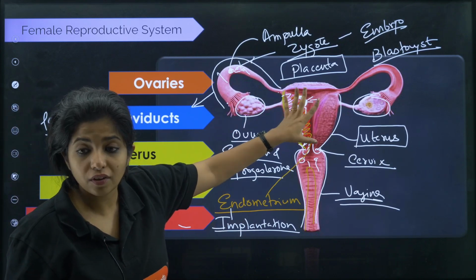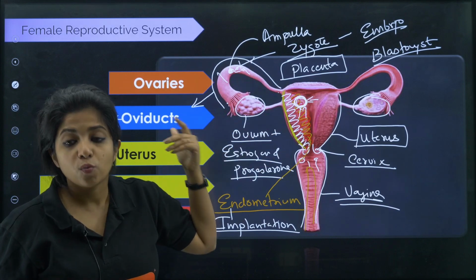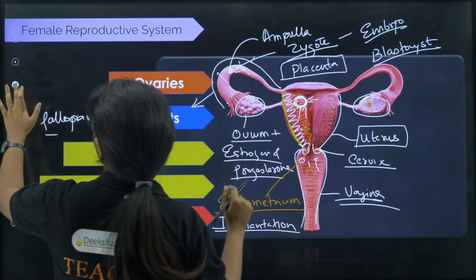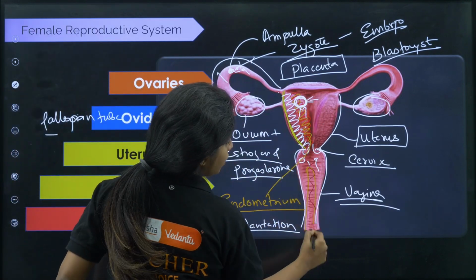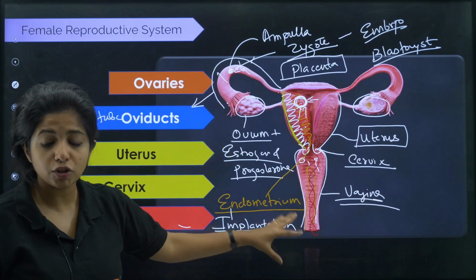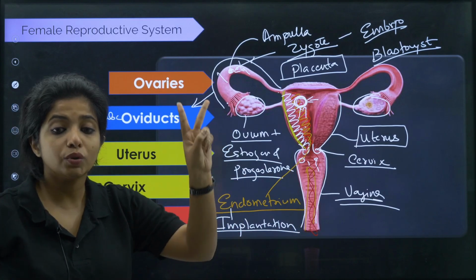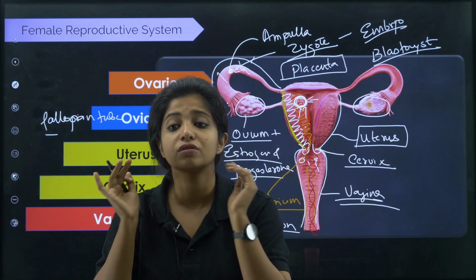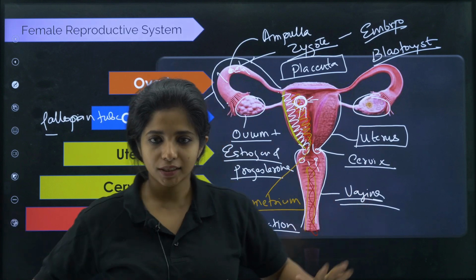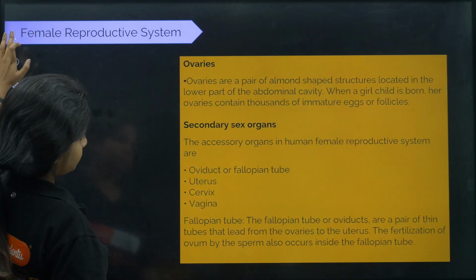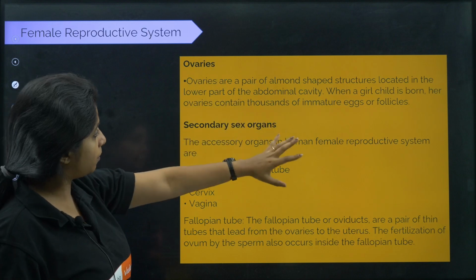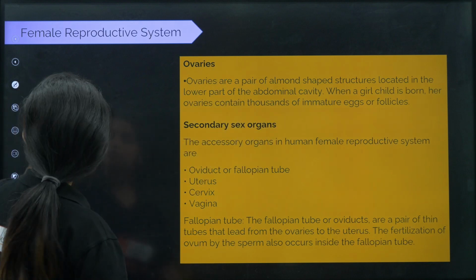Suppose this implantation has never happened, fertilization has never happened, what will happen? This particular thing that you see over here, it is going to flow down from your vagina, and this process is known as what? Menstruation. So in the lack of fertilization, what do you see? You see menstruation. Works? Cool? That's all. So ovaries are primary sex organs, these are secondary sex organs.